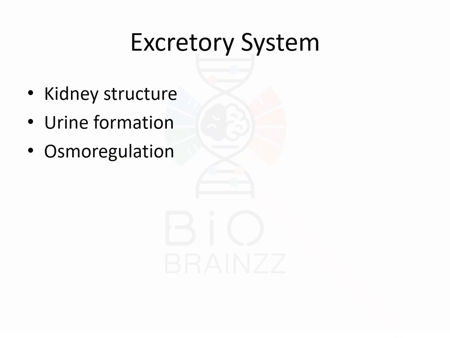The excretory system removes metabolic waste products and maintains the body's fluid balance. The main organs involved are the kidneys, which filter blood and produce urine. Urine formation includes three major processes: filtration, reabsorption, and secretion. The system also plays a critical role in osmoregulation, which ensures that water and electrolyte levels remain balanced in the body.